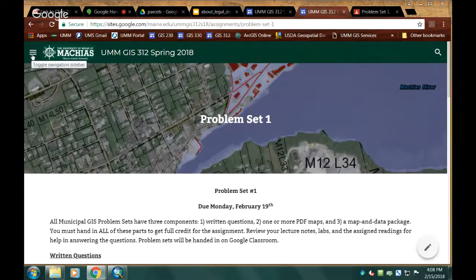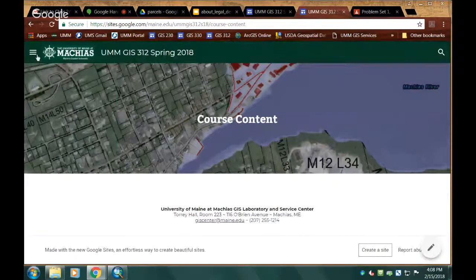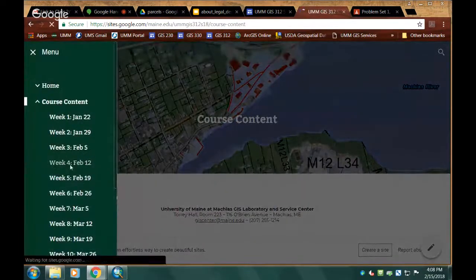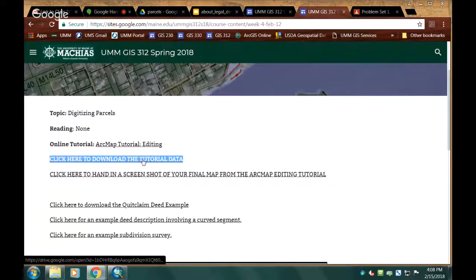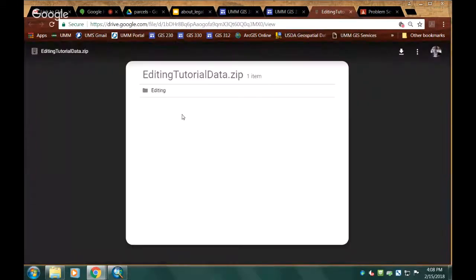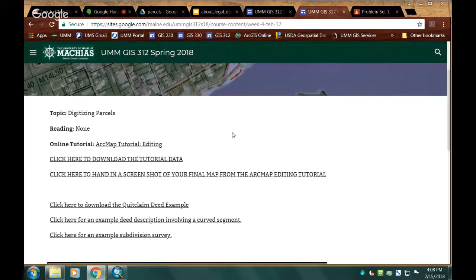The other thing that I wanted to mention, and thank you, Felicia, for bringing this to my attention, is that I forgot to post the data for the tutorial for this week. So it's there now. It's just a zip file called editing, and it's just the tutorial data for this week's tutorial. It's going to go through some stuff that, if we can today, we'll start.